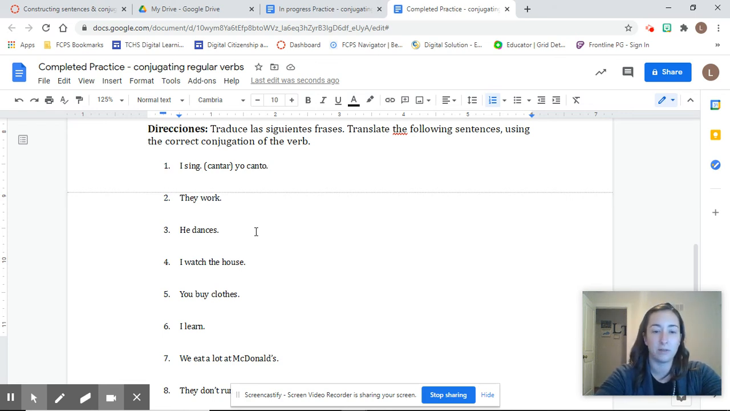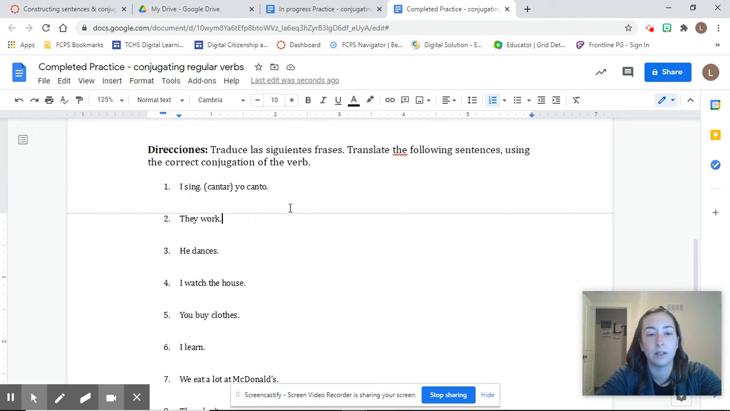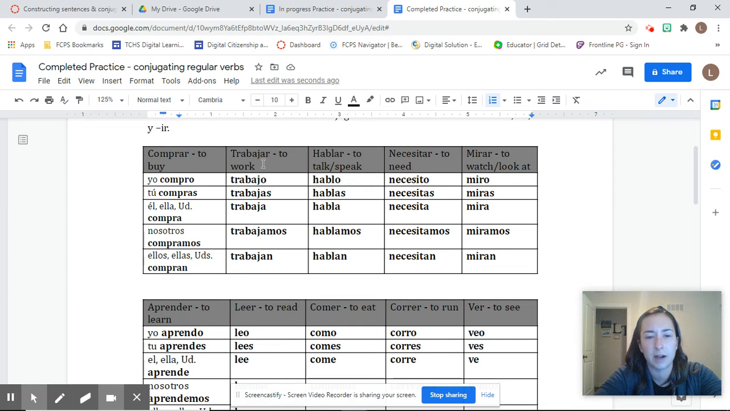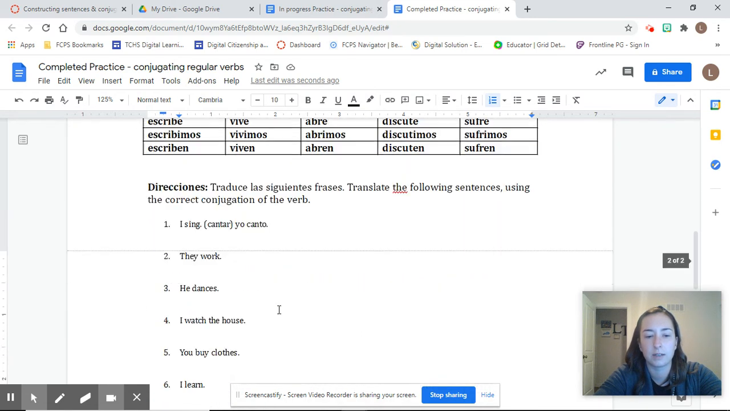Don't just let me tell you the answers. Try to have already done them, and then you're checking your answers with mine. They work. So we look up here. We learned the word for work. It is trabajar. For they is ellos or ellas. So trabajan. So you can actually use those charts to help you do these sentences. And that's actually a whole sentence. Ellos trabajan. That's a whole sentence right there.